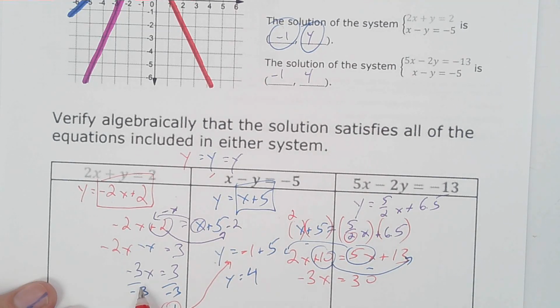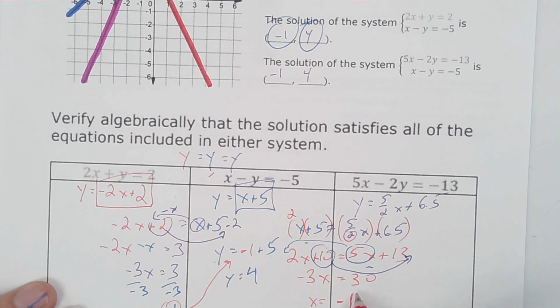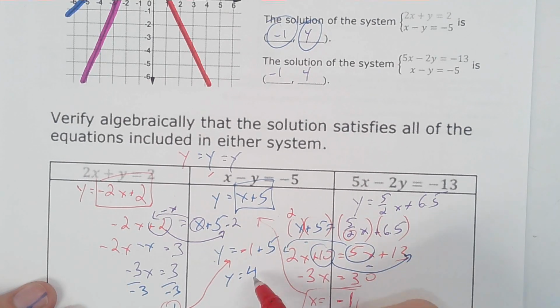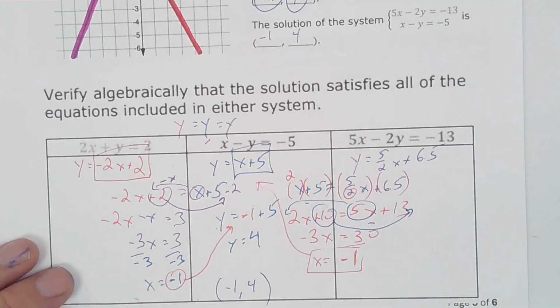Again, we have negative 3x equals 3, so x equals negative 1. So we prove that x equals negative 1, and if you wanted to figure out what y equals, you just plug it back into that one, and the math's the same. It's -1, 4. Okay.